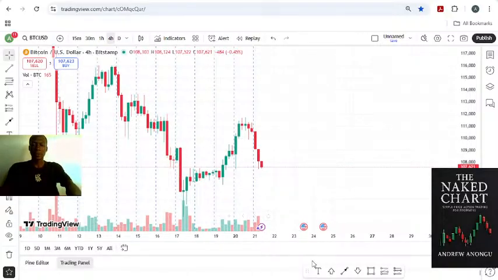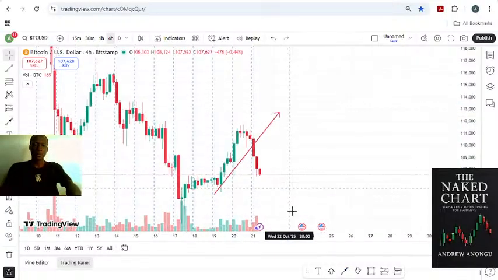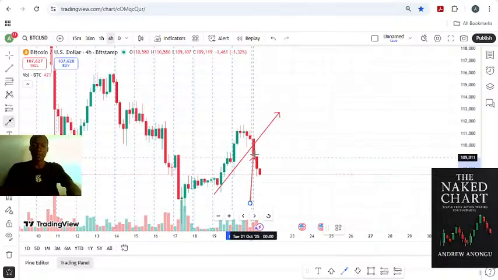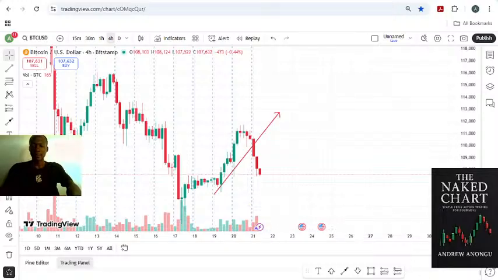Price was bullish on Bitcoin USD, and once price broke below the trend line, the trend is now down. The trend is bearish. That means we are only looking for selling opportunity on Bitcoin USD. But to be able to take any sell, we need to first mark out our levels.